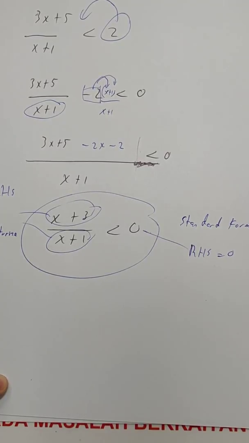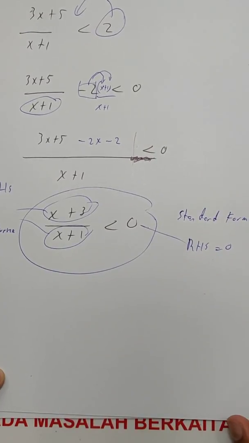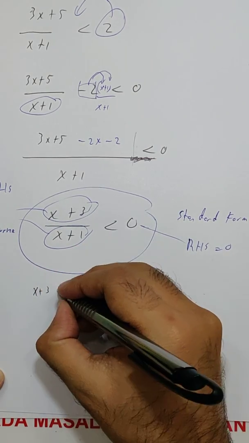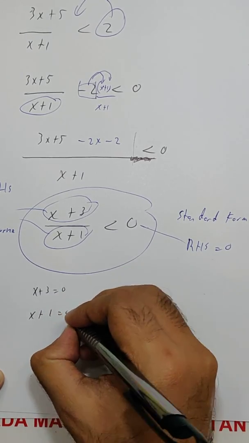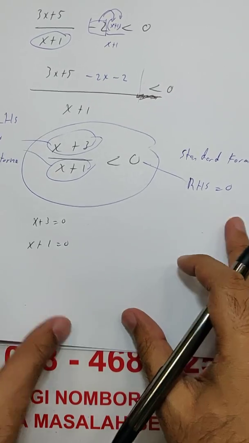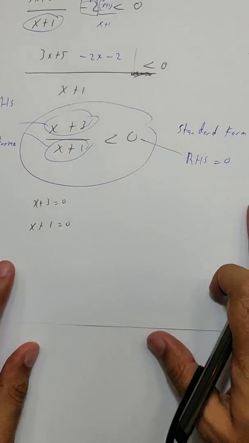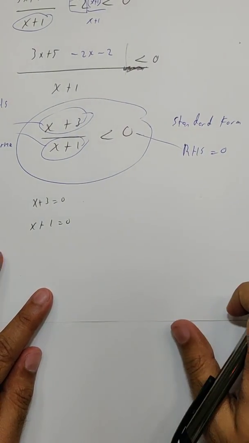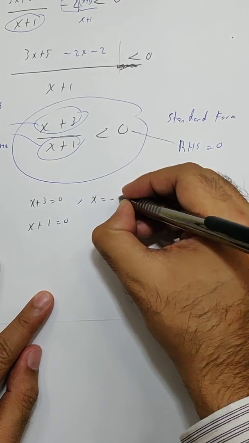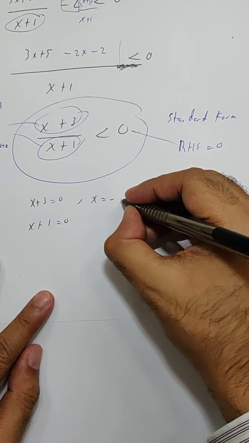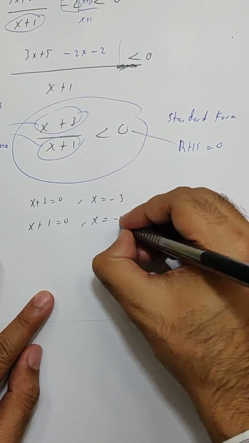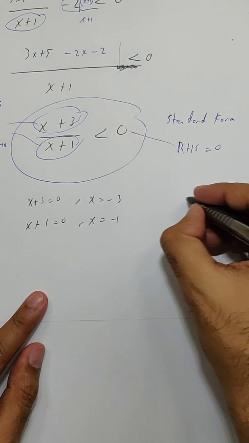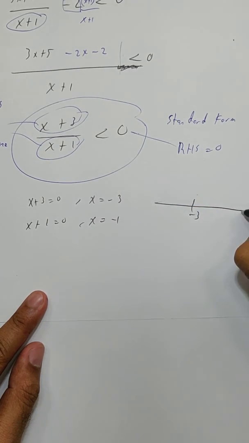There are many ways to solve from here, but I'm going to choose the one that's the least confusing of all. There are 3 methods: number line, graph, and table. After 7 years of teaching, today I'll choose table. So you set x plus 3 equals 0, x plus 1 equals 0. Okay, the virus has spread over here. So x equals minus 3, x equals minus 1. When you reach here, you draw the number line: negative 3, negative 1, negative infinity and infinity.